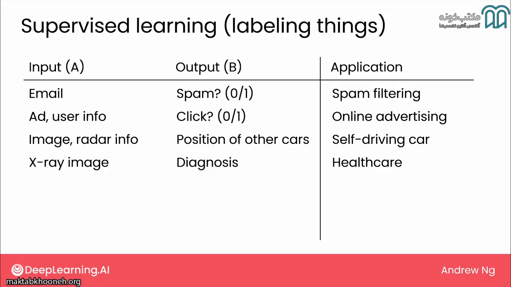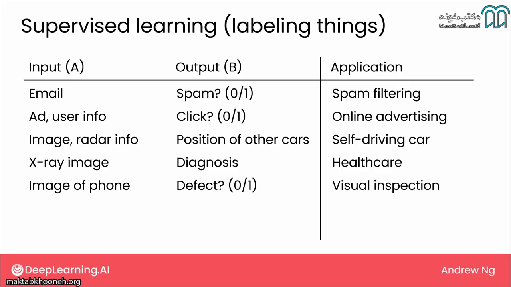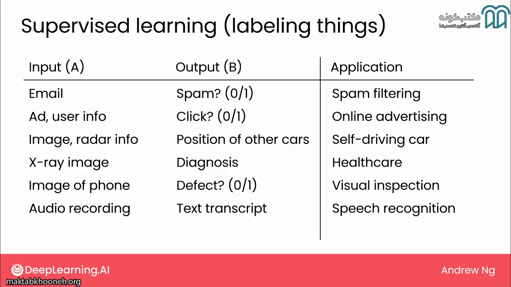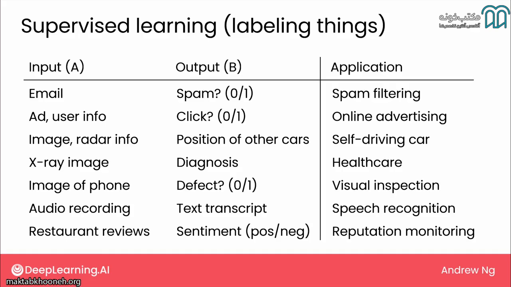I've also done a lot of work in manufacturing defect inspection, where you can have a system take a picture of a phone as it rolls off the assembly line and check if the phone has any scratches or other defects. Or in speech recognition, the input A would be a piece of audio and we would label that with a text transcript. Or as a final example, if you run a restaurant or some other business where occasionally you have reviews written about your business or your products, supervised learning can read those reviews and label each one as having either a positive or a negative sentiment. And this is useful for reputation monitoring of the business.